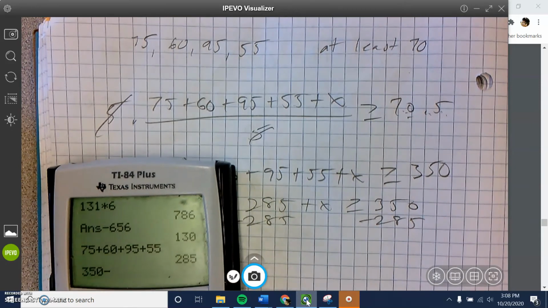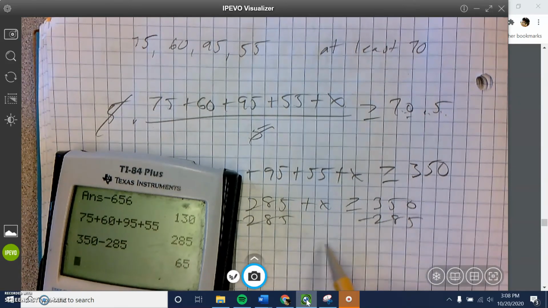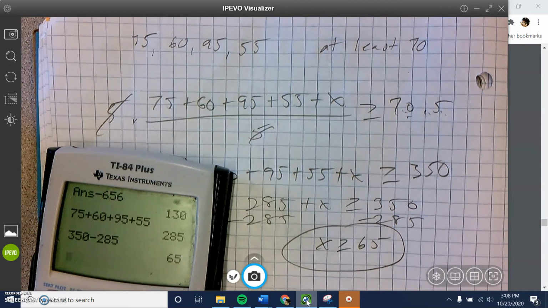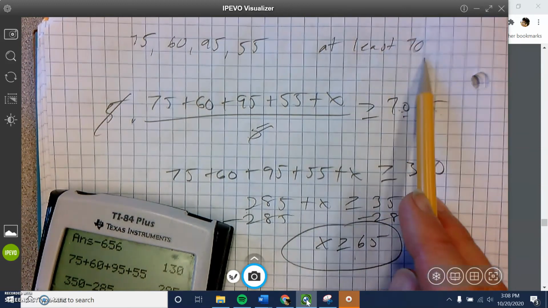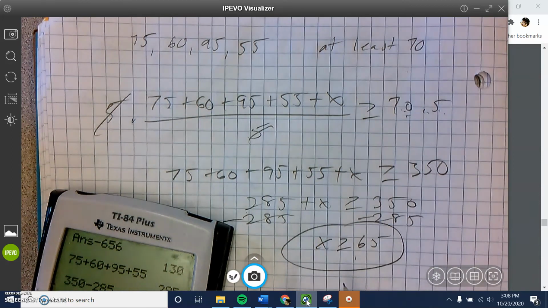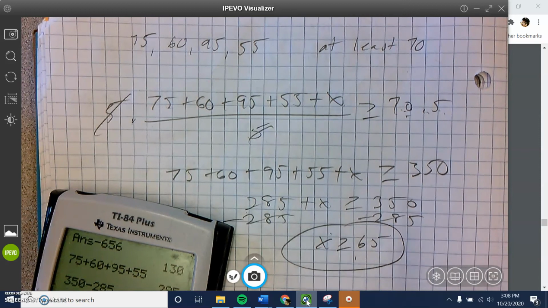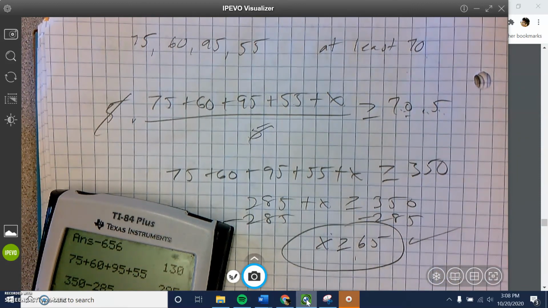350 minus 285 is 65. So Michaela must practice at least 65 minutes on Friday to average at least 70 minutes per day for the entire week. There we go. So 66, 67, 68, 100, 10 hours, whatever. Those all work. Nice job, everybody. Good work.